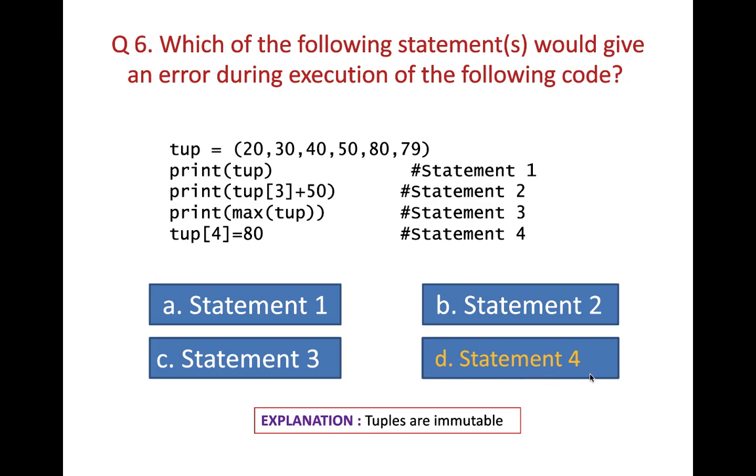Yeah, so the explanation here is that tuples are immutable, so value assignment is not possible. You should remember that except list and dictionaries, all other data types that we know of are immutable. Integer, float, tuples and strings are immutable, and list and dictionaries are mutable.